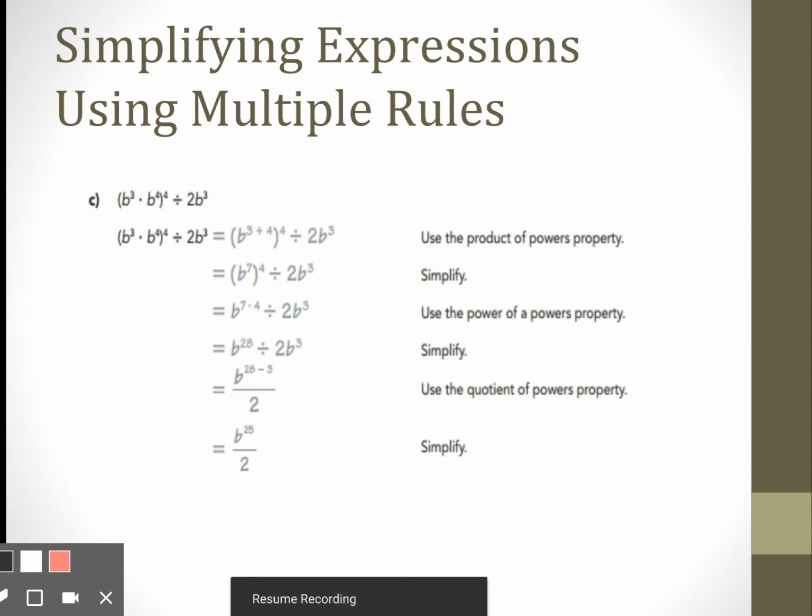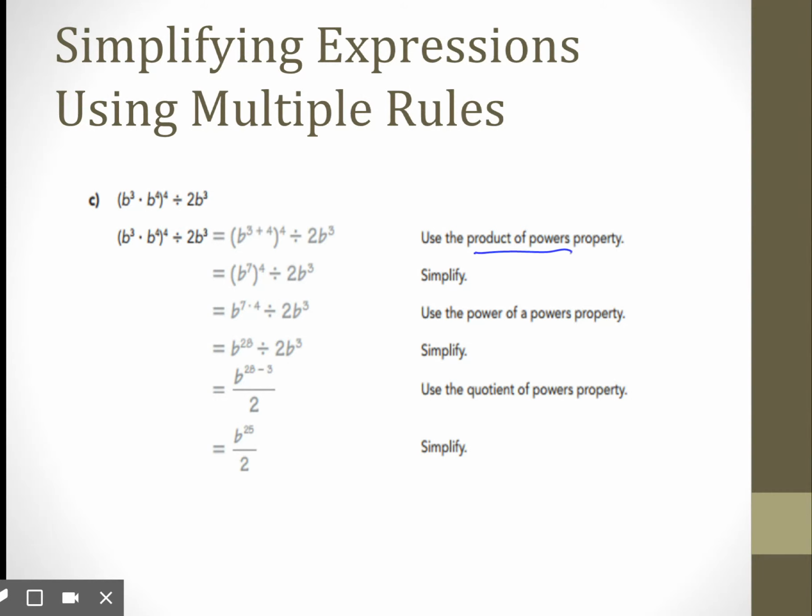When you're asked to simplify expressions using multiple rules, so everything that you've learned so far this chapter, the product of powers property, the quotient of powers property, and the power of a power property, you're always going to go in that specific order. You're going to always use the product of powers property first. Then you'll simplify. Then you will apply the power of powers property, and then simplify. And lastly, the quotient of powers property, and then simplify.